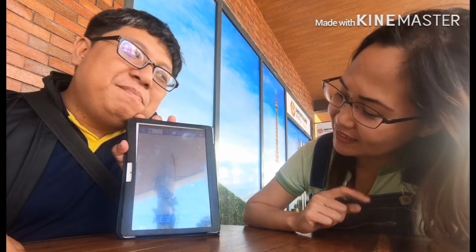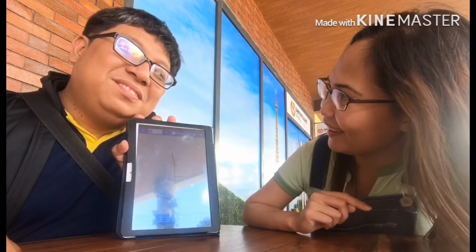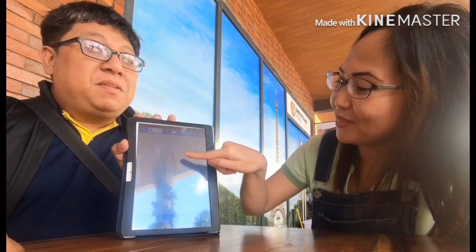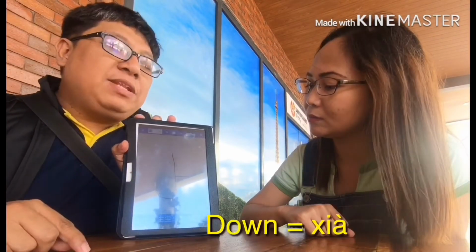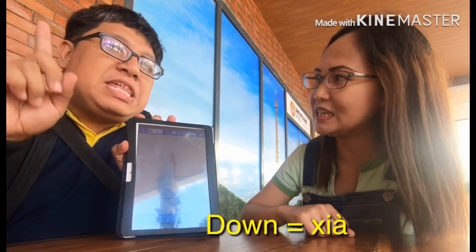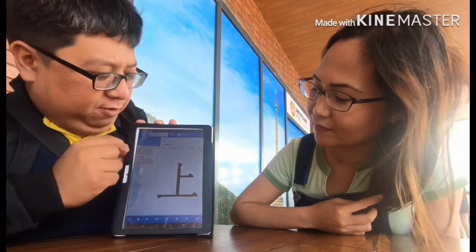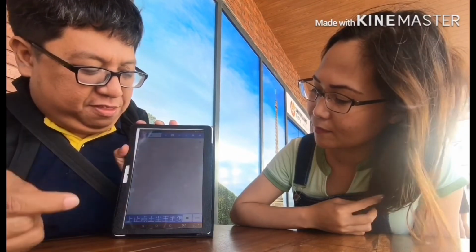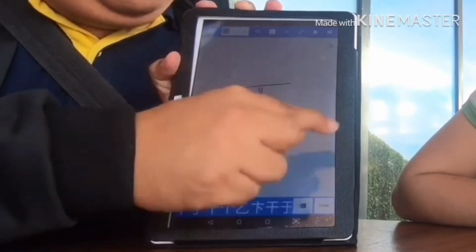So could you see how this is up? I can't. Well, maybe because of this line, it's going up. The vertical line. You'll better understand if we look at the character for down. Down is xia. Now look at xia. Down is 1, 2, 3.